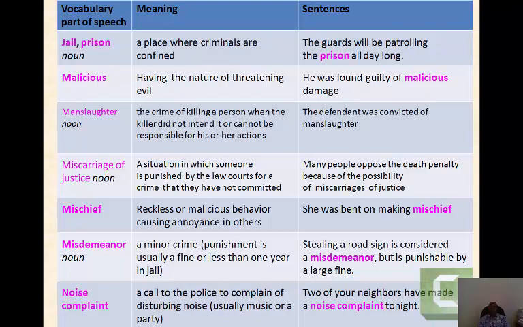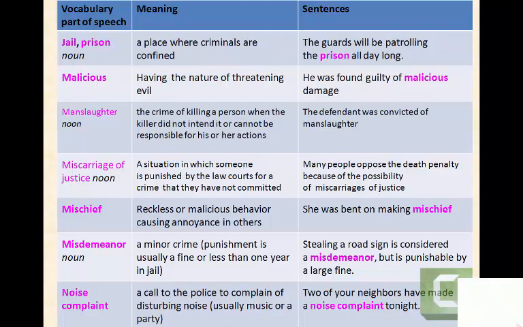Manslaughter. This means the crime of killing a person when the killer did not intend it or cannot be responsible for his or her actions. Example, the defendant was convicted of manslaughter. Miscarriage of justice. This is a situation in which someone is punished by the law courts for a crime that they have not committed. Example, many people oppose the death penalty because of the possibility of miscarriage of justice.